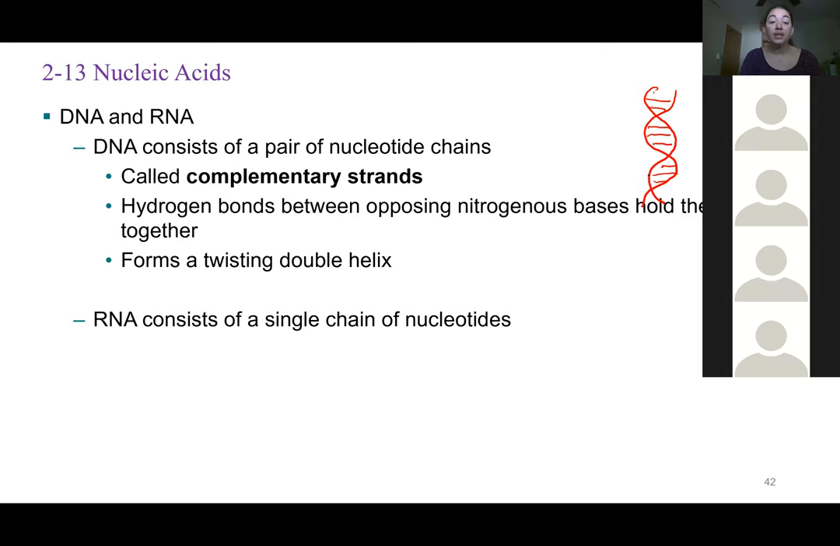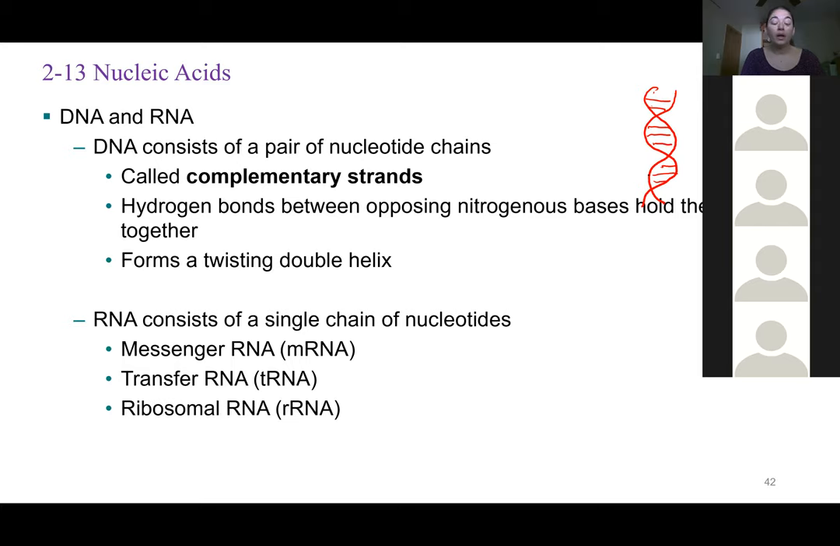RNA is single-stranded. And you have several types of RNA. Messenger RNA is also referred to as mRNA, and we'll talk about the function of that later. Transfer RNA, or tRNA, and then ribosomal RNA, or rRNA. You definitely need to know the different RNA molecules.